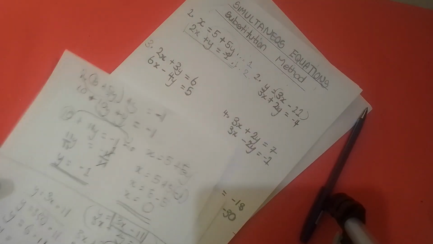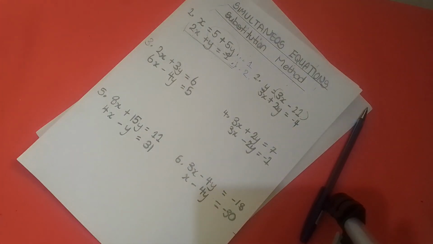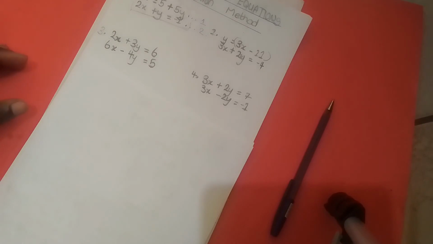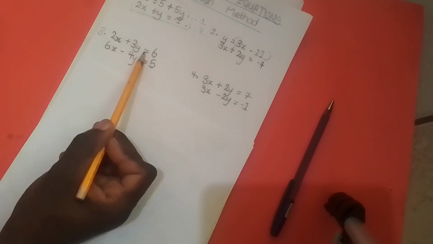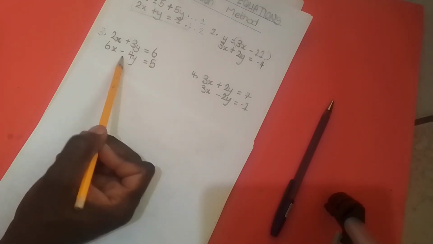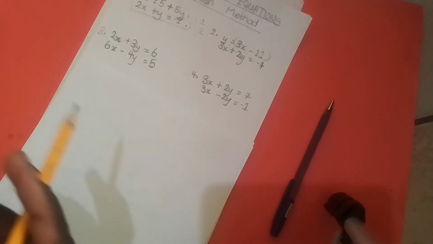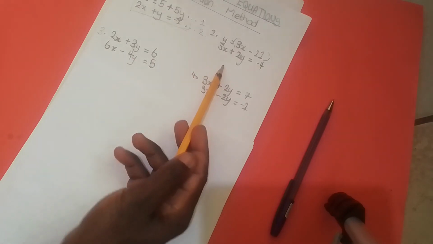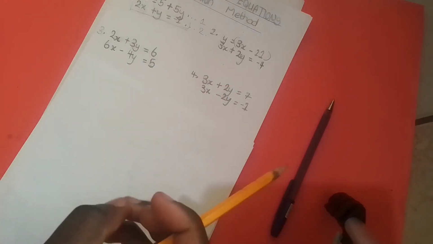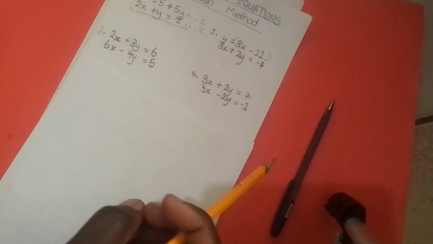So we are now moving on to question 3. Okay, question 3 is saying that 2x plus 3y is equal to 6, and 3x minus 4y is equal to 5. So this is a bit tricky because it's different from question 1 and question 2 we've done earlier. In this question, you're going to have to be able to make a variable the subject of the formula.